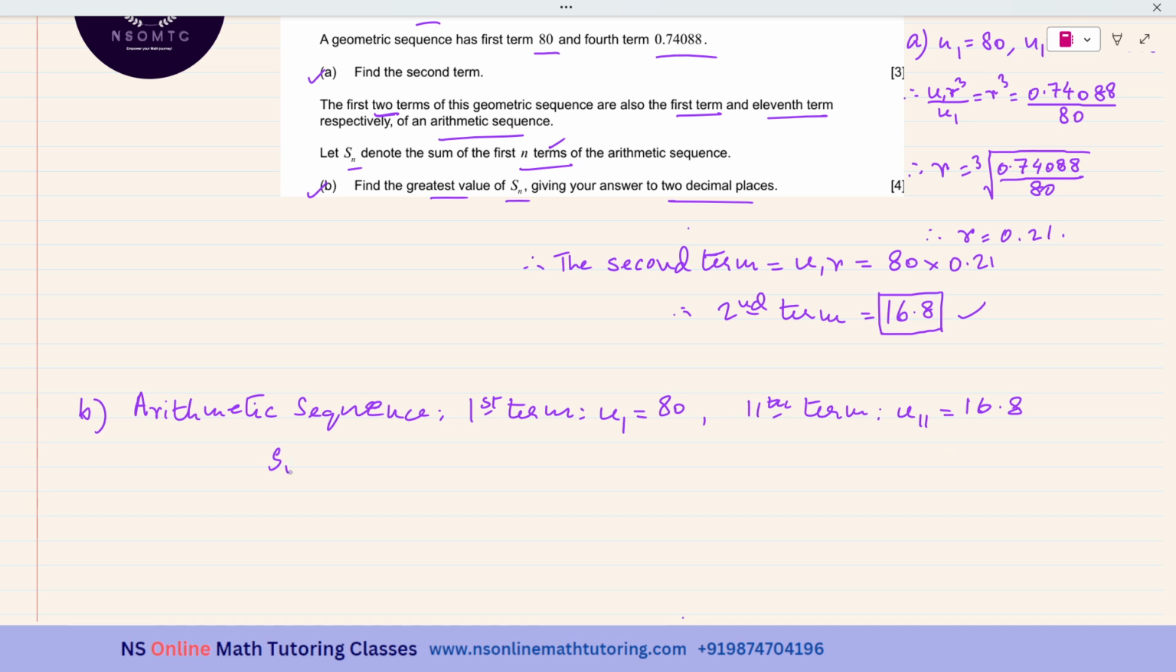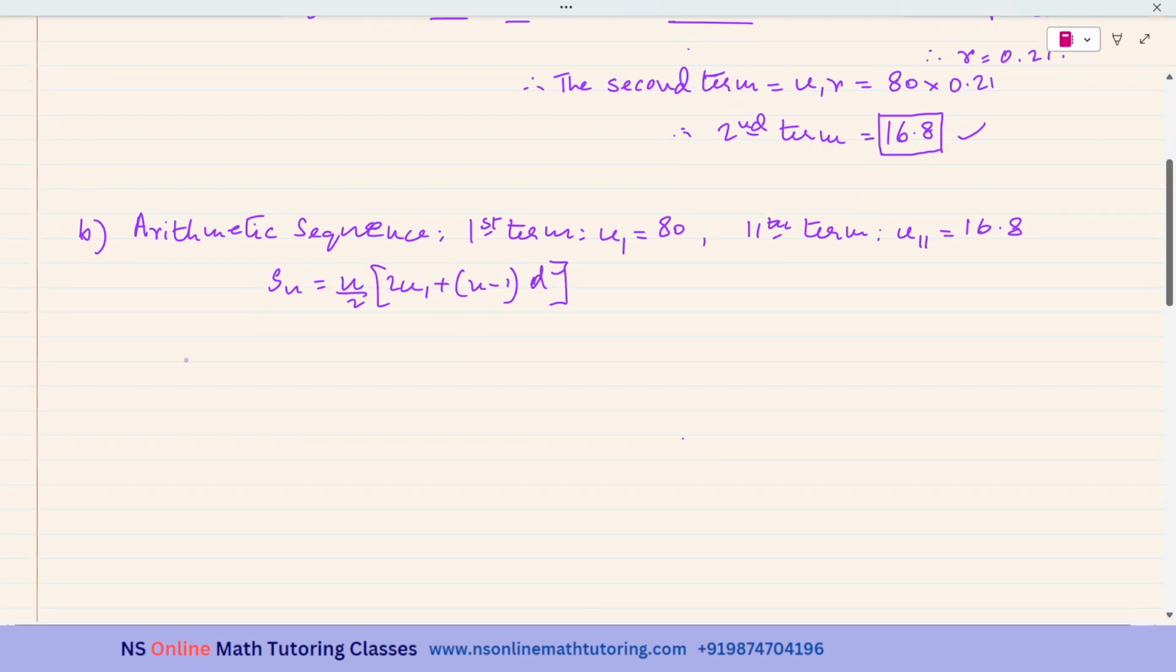What is the formula for Sn? Sn is the sum total of the first n terms. It is n over 2 times 2 times u1 plus n minus 1 times d. D is the common difference. So we have to know the common difference.